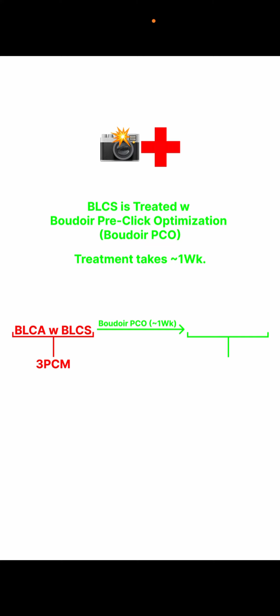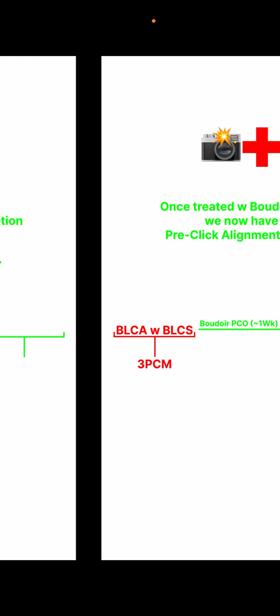Also, BLCS is treated with Boudoir pre-click optimization, aka Boudoir Pico, and treatment takes about a week. It's pretty easy. We simply duplicate the original ad, which has BLCS, Boudoir low click syndrome, and we treat that duplicated ad. So we leave the original either on or off, running, not running, whatever. We treat the duplicated one, we run it in parallel, and then after a week, after we've fully treated it, then we keep whichever one's running has the best metrics.